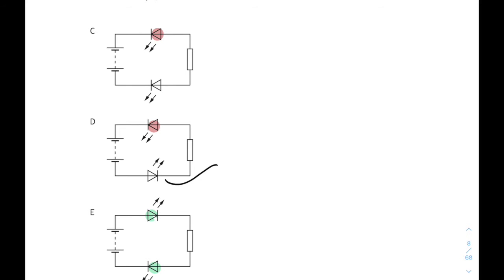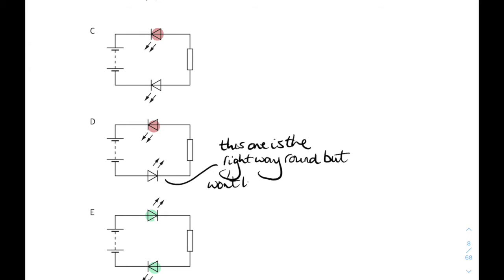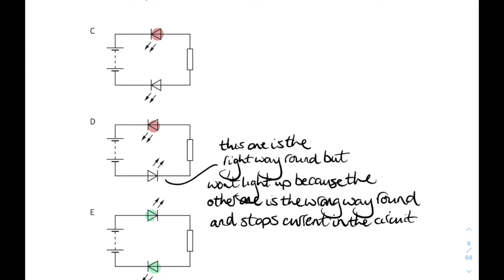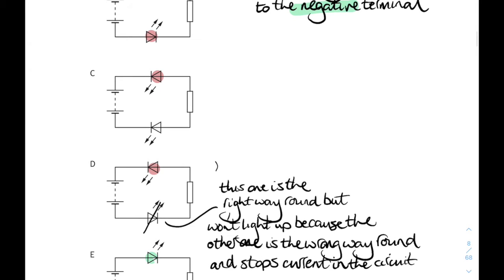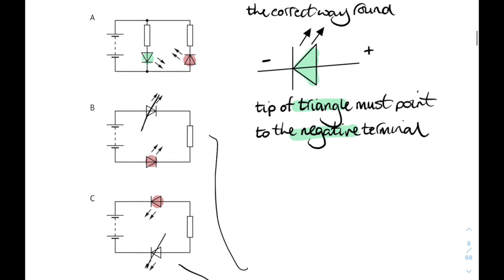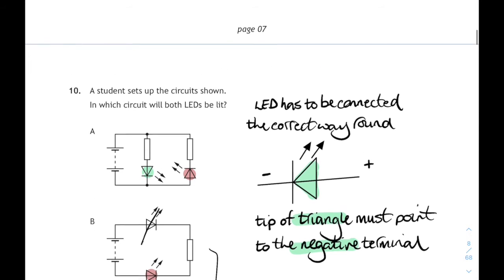But in B, C, and D, if one of them is the right way around, but the other one is the wrong way around, then none of them will light up. If one of them's the wrong way around in a series circuit, it will stop the current flowing. So even though an LED is pointing the right way, well, that one's pointing the wrong way. That one is pointing the right way, and that one's pointing the right way, but they won't be lit up because of the other LED in the circuit.